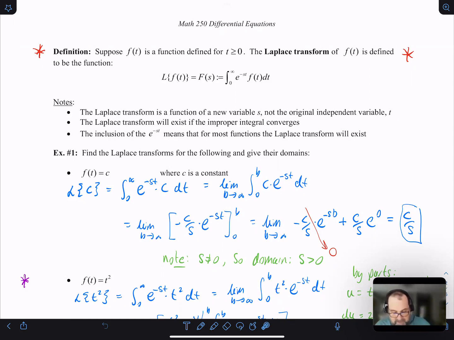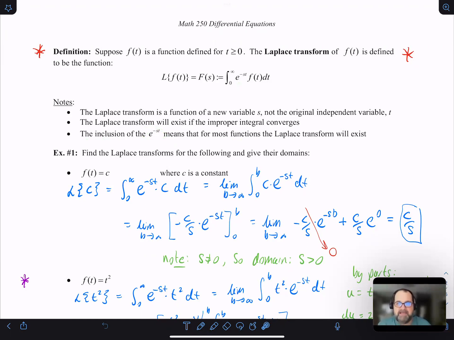It's not a function of the same independent variable that you started with. If the improper integral defined here converges, then the Laplace transform will exist. Notice that in general, this is kind of a good thinking idea here. The Laplace transform really ought to exist for most functions because of us throwing in this e to the minus st inside our improper integral.